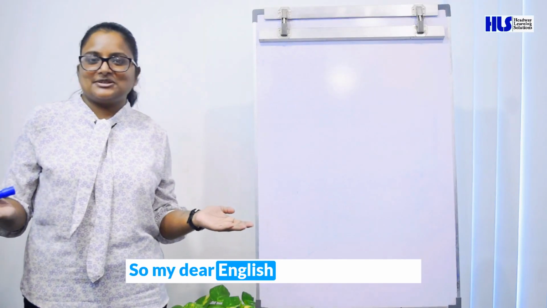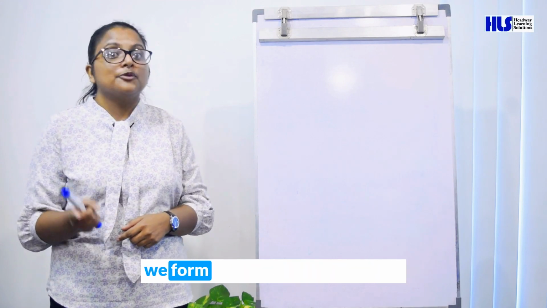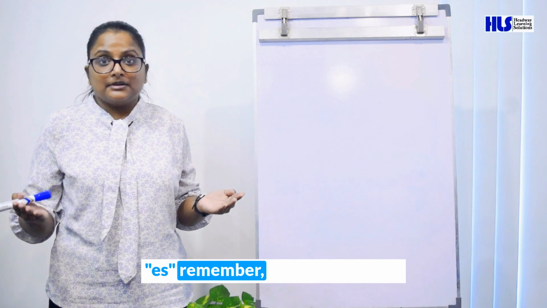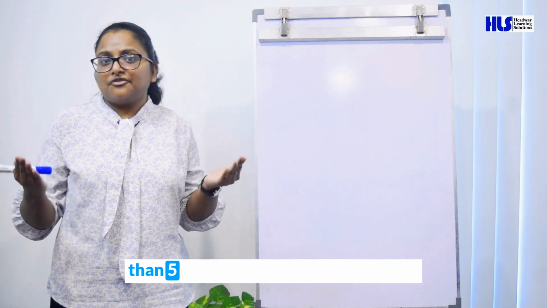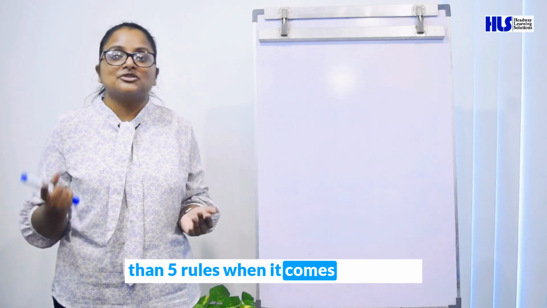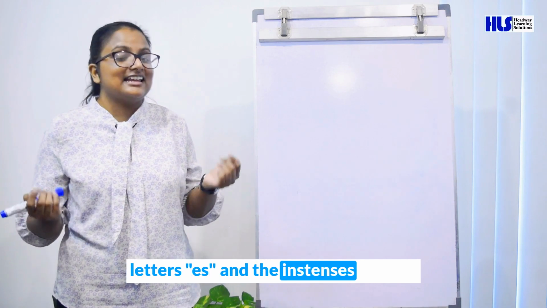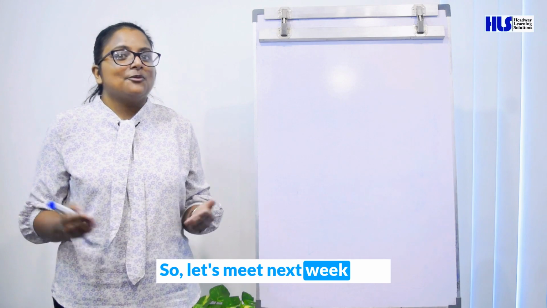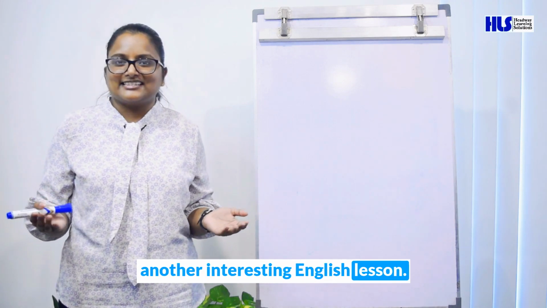So, my dear English lovers, that is how we form plurals by adding s and es. Remember, we learned more than 5 rules when it comes to the two letters es and the instances to do it.